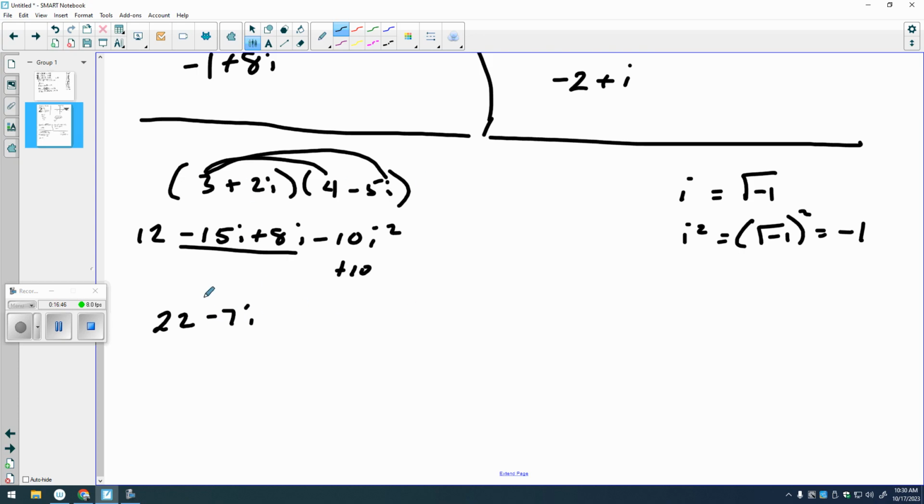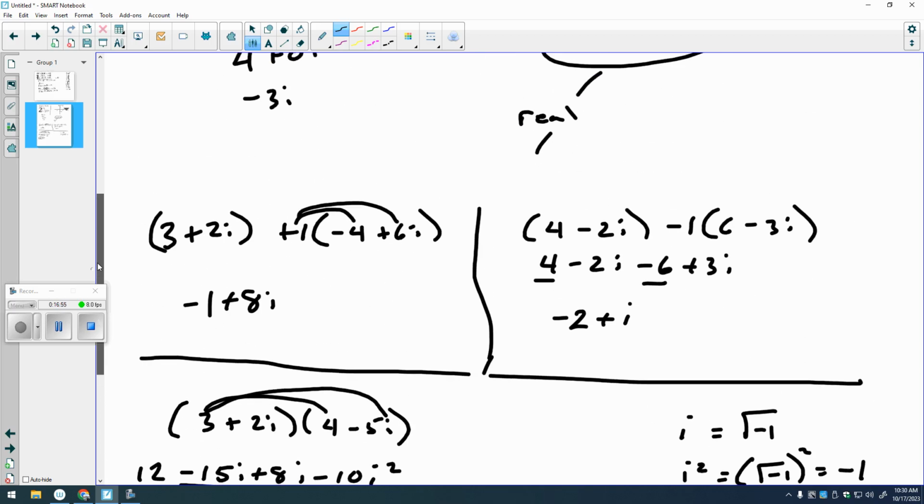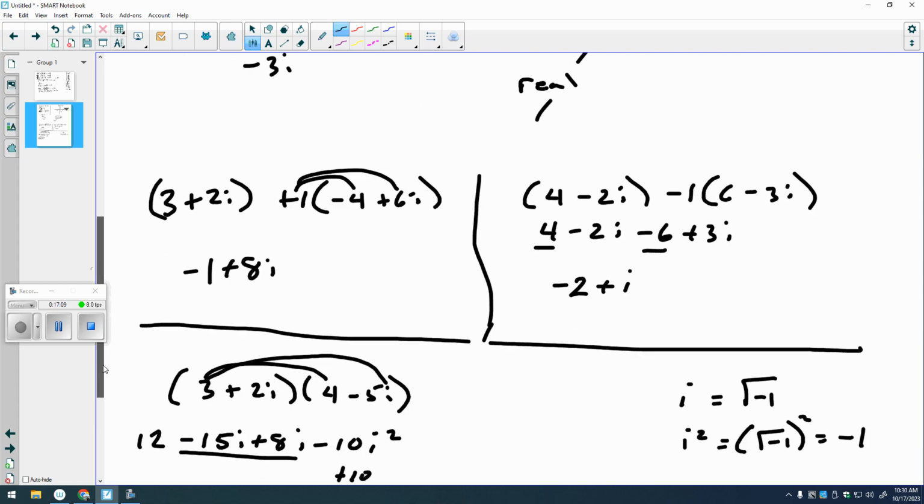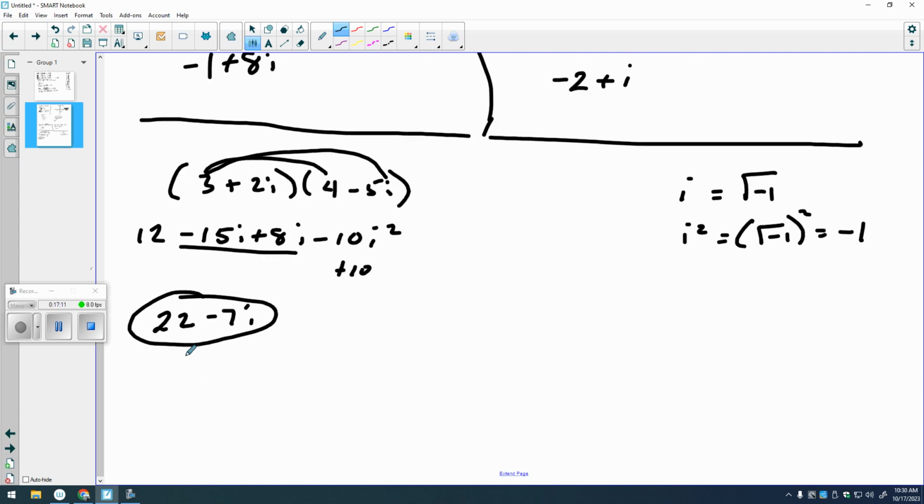So these multiplied together gives me that complex number. You cannot have an i squared in a complex number, because notice what the definition of a complex number is. It's a plus or minus something times i. There is no i squared. There is no i cubed. This is a complex number. So when you are done adding, subtracting, multiplying, dividing, whatever, your answer has to be in complex number form.